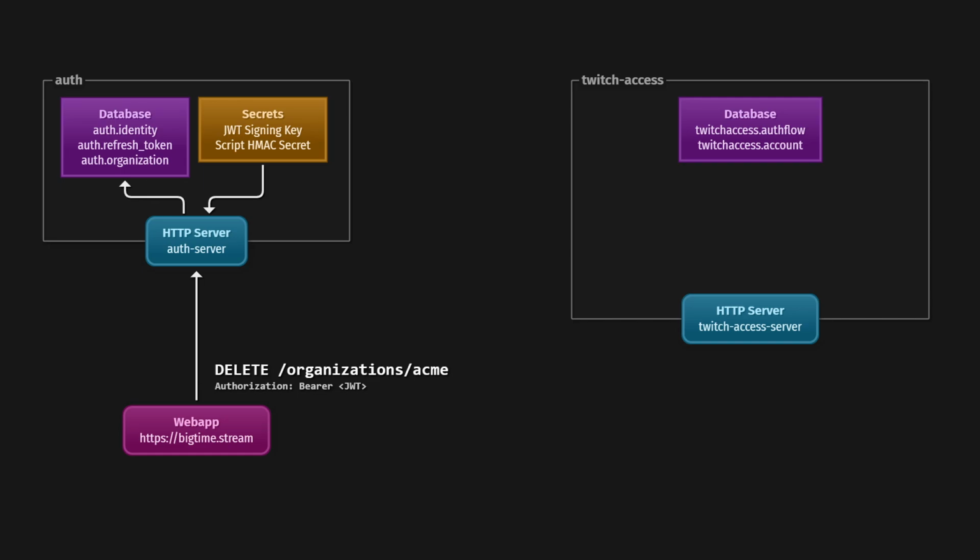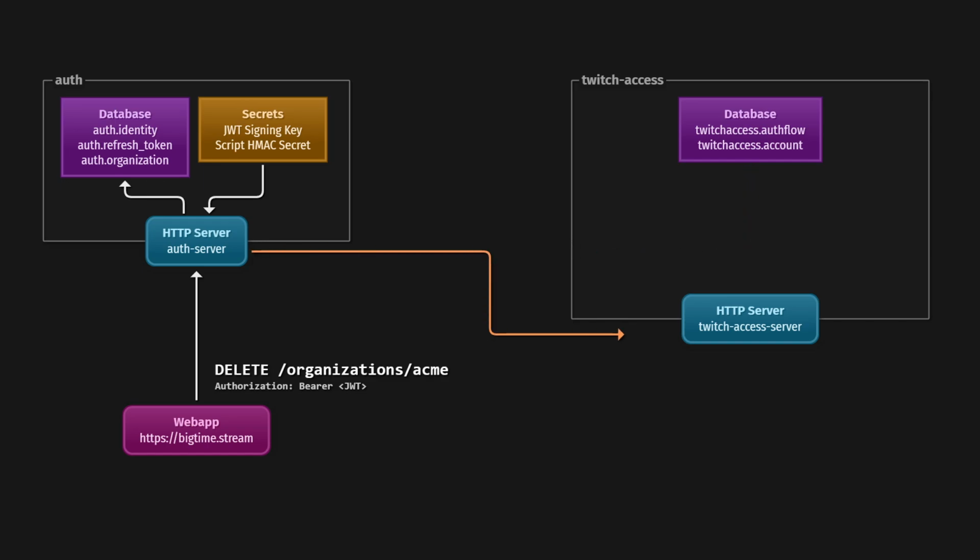But we also have data related to this organization's Twitch accounts in the Twitch Access database. So how do we get rid of that too? We could break encapsulation and have our auth server directly modify the Twitch Access service's database, but that wouldn't be a good idea. One of our core design principles is that a service should own all of its data. If you want to modify the data that belongs to a service, you have to go through that service.